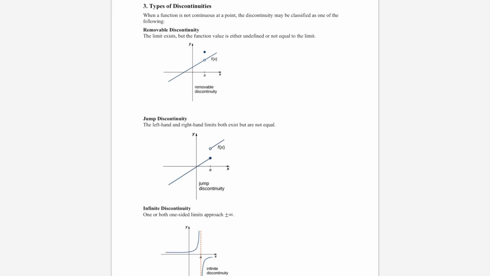So there are three main types of discontinuities. Removable discontinuity, which looks like a hole. Jump discontinuity, where the graph jumps between two values. Infinite discontinuity, where the function goes to infinity or negative infinity near a point. Recognizing these types will help us understand how functions behave near points where they're not continuous.